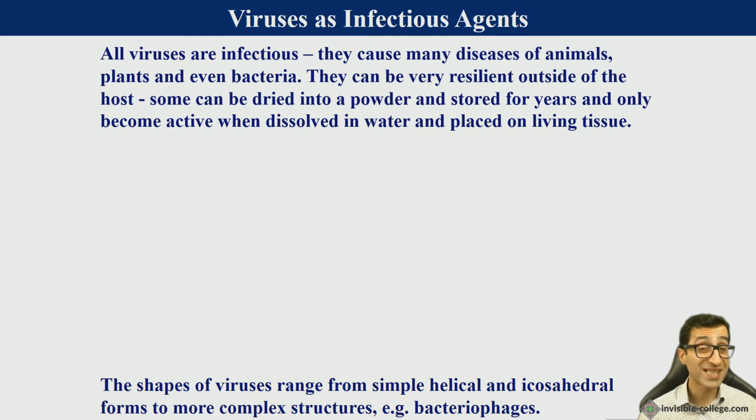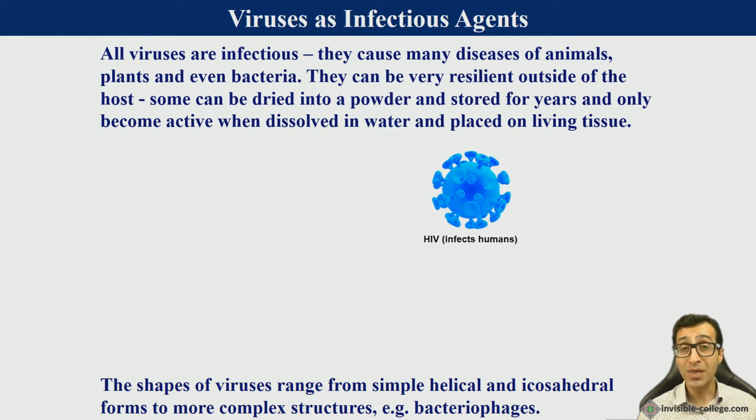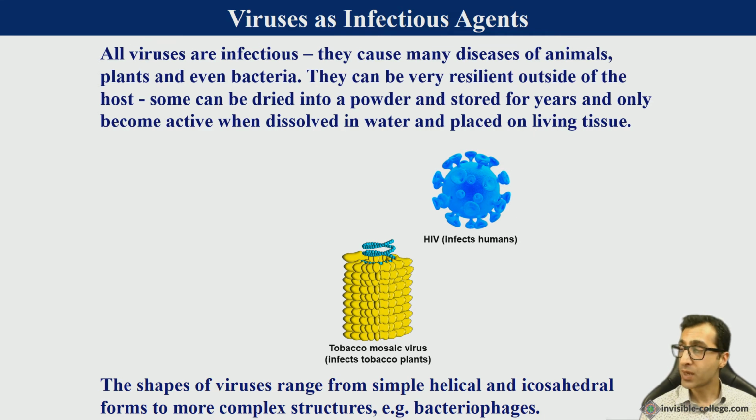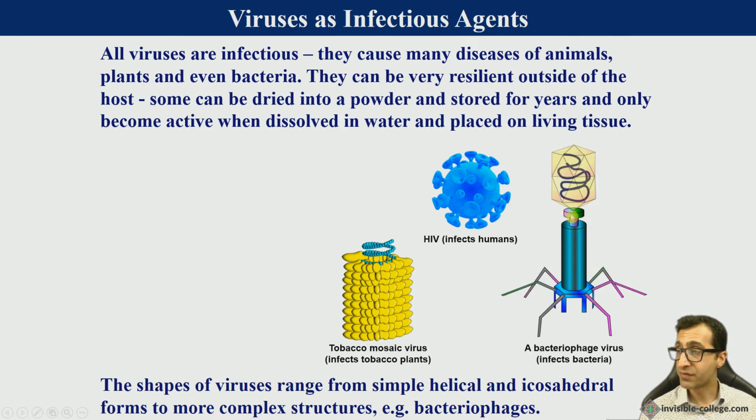Now, they can be very resilient outside of the host, and some can be dried into a powder and stored for many years, but only become active when they become hydrated again under conditions where sufficient water is available, either outside of cells where there's sufficient water or within cells and tissues where there's a fluid environment. So here we can see a couple of different examples of viruses, and you can see that they all show very different shapes and morphologies.